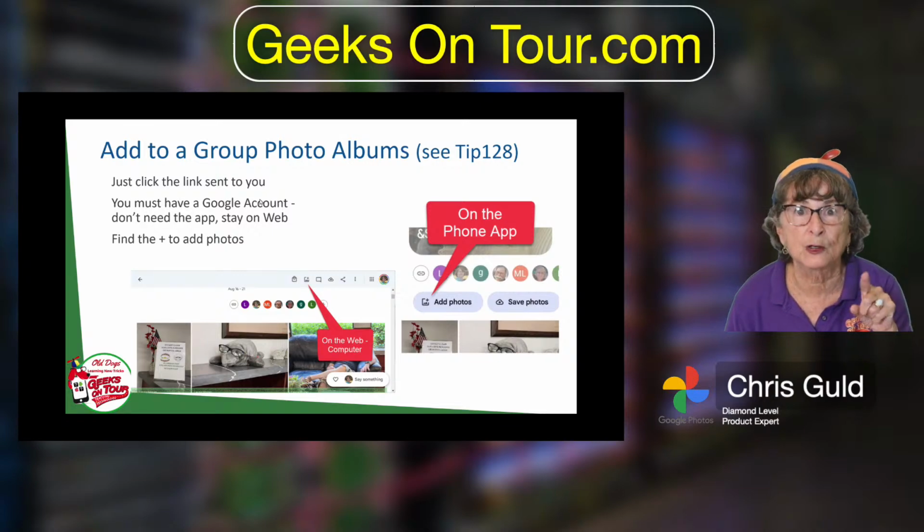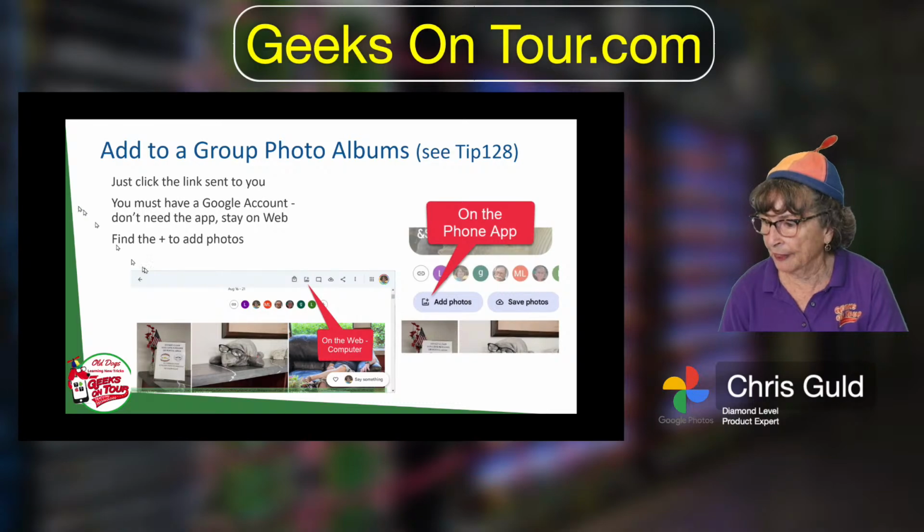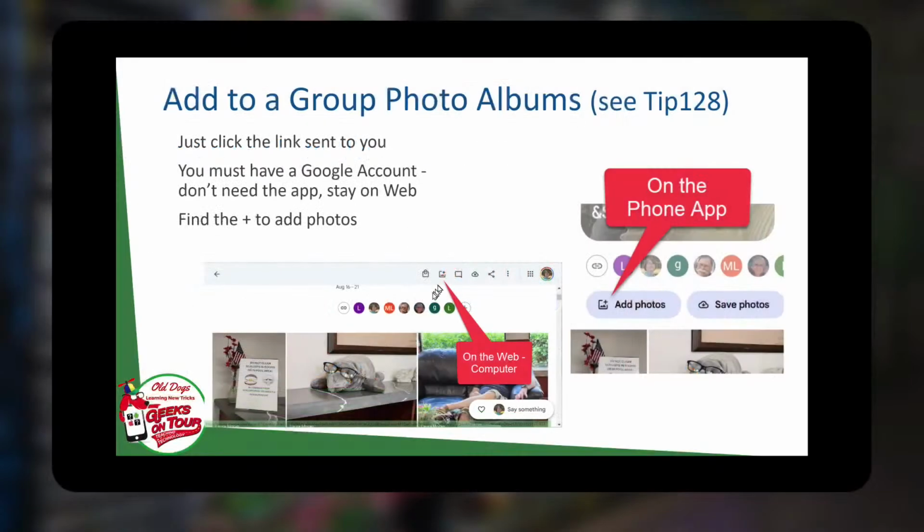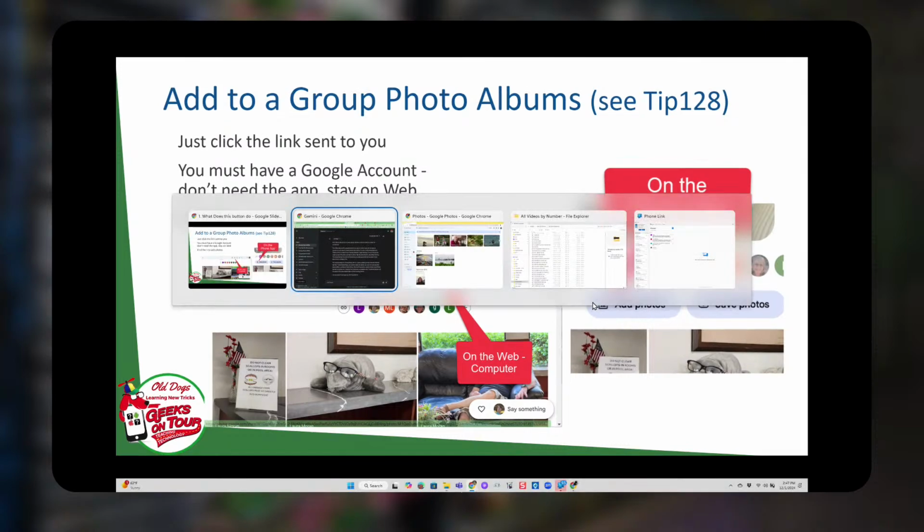You must have a Google account. Now, you don't have to use Google Photos. It'll be easier if you do, but you don't have to. You do have to have a Google account. And then on the computer, when you're viewing the shared album, you just look for this little image with a plus. It's a tiny little icon. It's easier to see on the phone app. So I want to show you this.